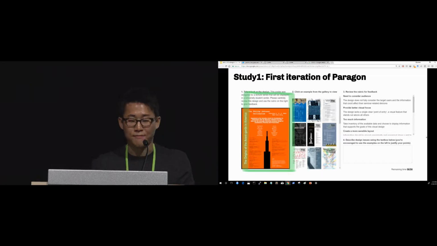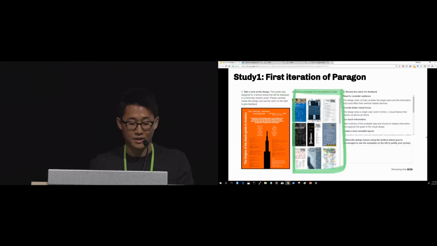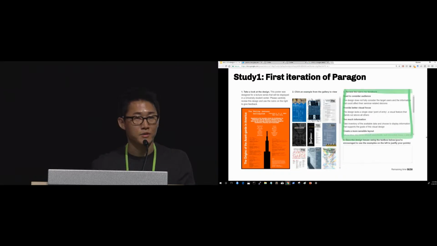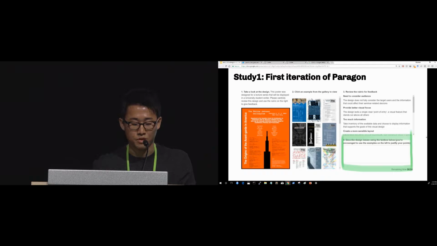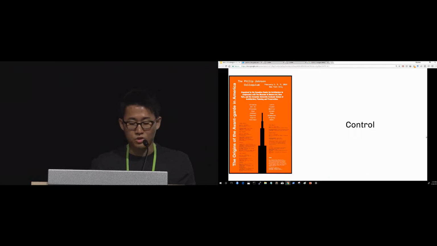Study 1 uses the first iteration of Paragon, our feedback interface. Here, online feedback providers first reviewed the target design to be critiqued, a gallery of examples that contains different images depending on the experiment condition, a list of expert-created rubrics, and an input to enter the feedback. To show the feasibility of both peer-created and web-collected examples, we created 3 experiment conditions.